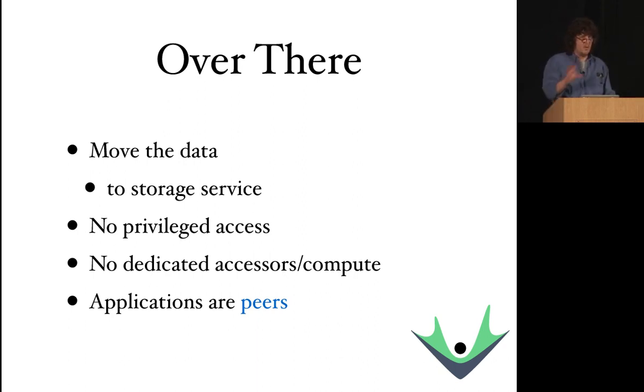And therefore, moving the data out of the privileged control of a single machine becomes a critical underpinning to building a system where you have peers. And you actually can spread around your computational load and your data access. So we want no privileged access.